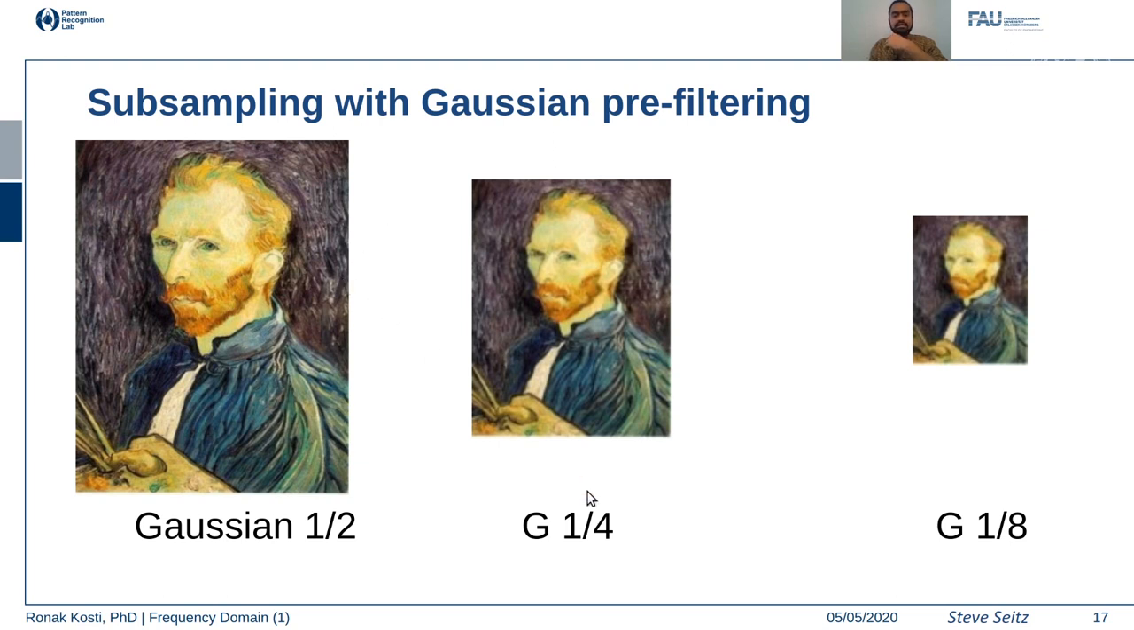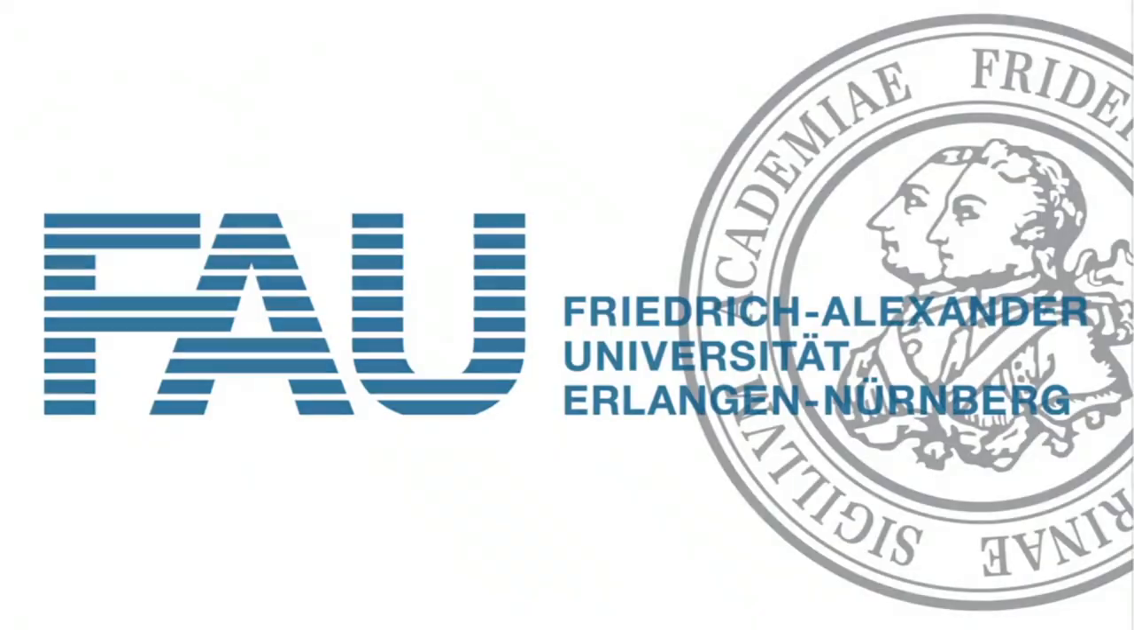So we saw in this part of this lecture what is sampling and what is aliasing. In the next, we are going to do rigorous Fourier analysis using Fourier transforms and Fourier series. Thank you very much.